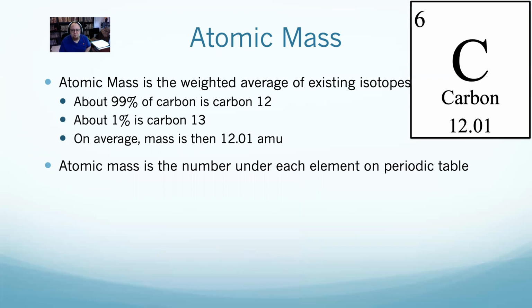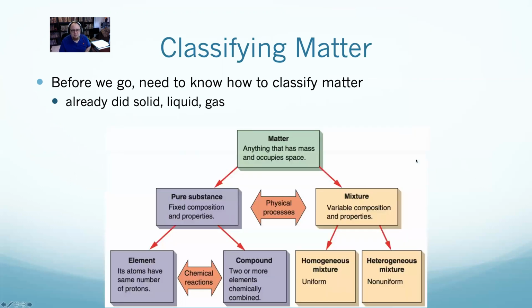before I get any further, we need to classify matter. We've already done solid, liquid, gas. This is something different. I'm going to put all matter into two categories, and each category has two subcategories. My categories are pure substance and mixture, where pure substances are made up of elements and compounds, and mixtures are made up of homogeneous mixtures and heterogeneous mixtures. Here's the general idea.